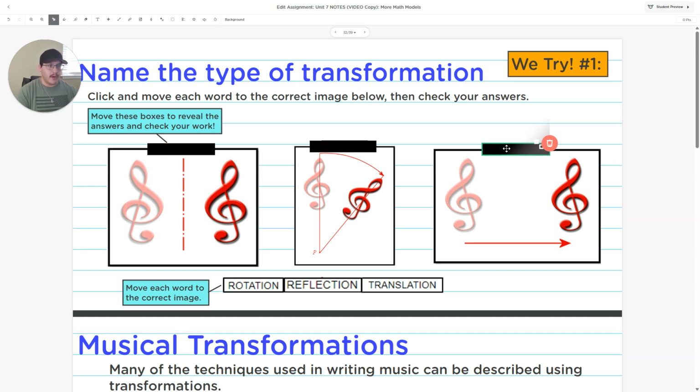At this moment, go ahead and pause the video. Try this problem on your own. Otherwise, I'm just going to go straight into showing you what the answers are.